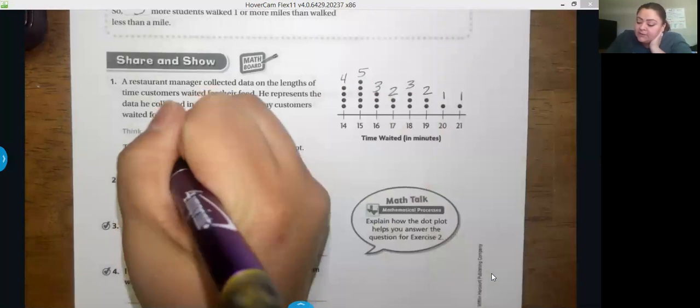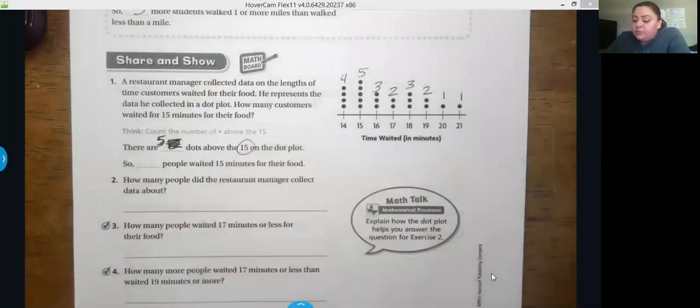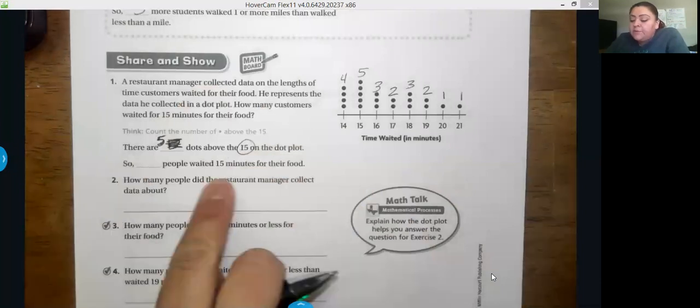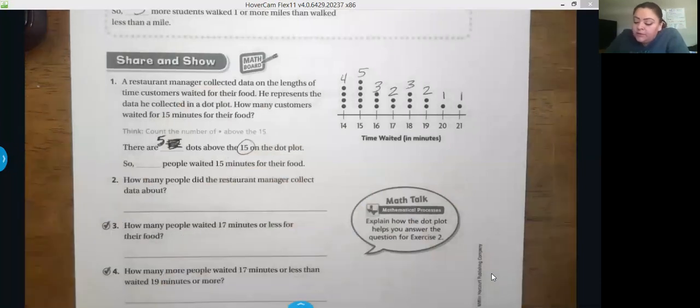I am so off today, my bad. So blank people waited 15 minutes for their food. 5 people. Number 2, how many people did the restaurant manager collect data about?